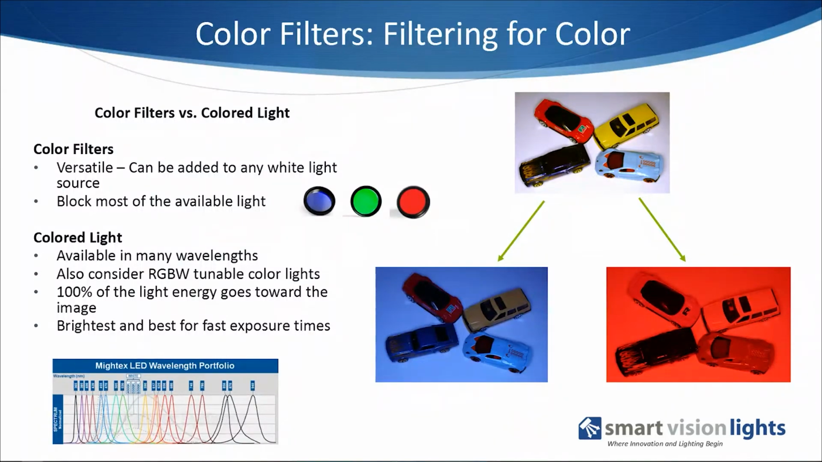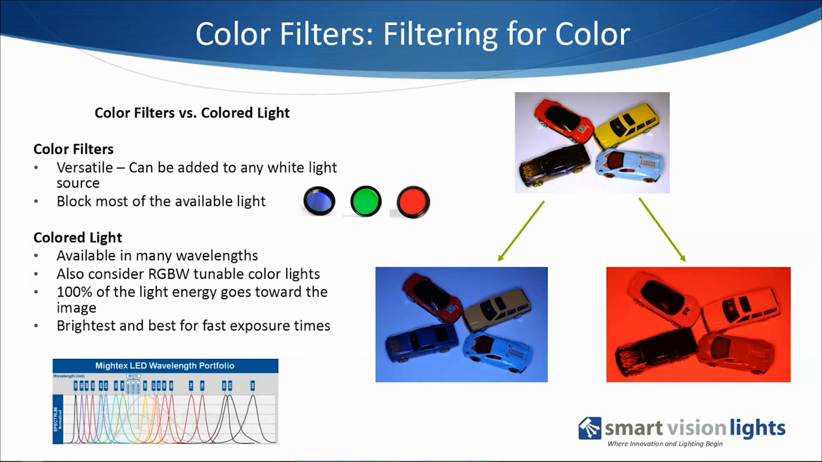Colored light, as opposed to this, is available in many wavelengths. Down at the far bottom on the left here, you see the graph of all the colors of LED lights that we have for standard colors here at Smart Vision Lights. You can order lights in all these areas, and you'll notice they're very narrow band and very high peaks. They're available in many wavelengths.